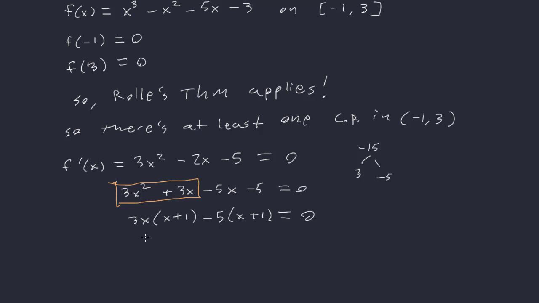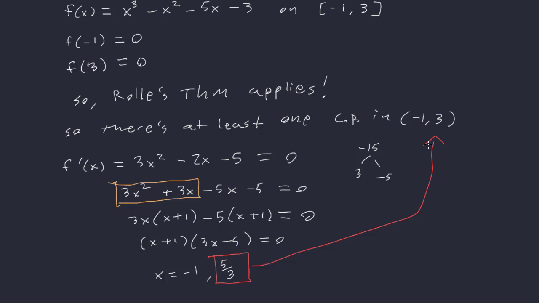Okay, and so now we can take out the x plus 1. So we get x plus 1 times 3x minus 5 equals 0. Right, so x is either -1 or 5/3. All right, and of course, just this 5/3 is the critical point that's guaranteed to exist in this interval -1 to 3 open.